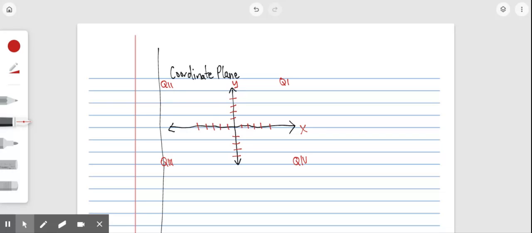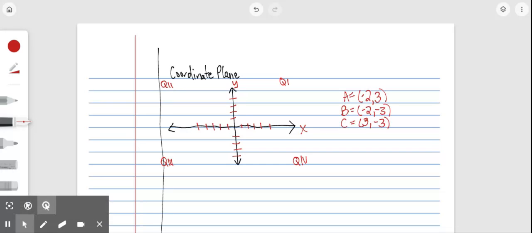Okay, so we've got a coordinate plane. We're going to draw a few points on this coordinate plane, and then we're going to find the area of the shape. Okay, so I gave you 3 coordinates in the side. A is -2, 3, B is -2, -3, and C is 3, -3. If you want to take a minute right now, go ahead and pause this video and see if you can find where those places are going to be. Okay, hopefully you've done that.